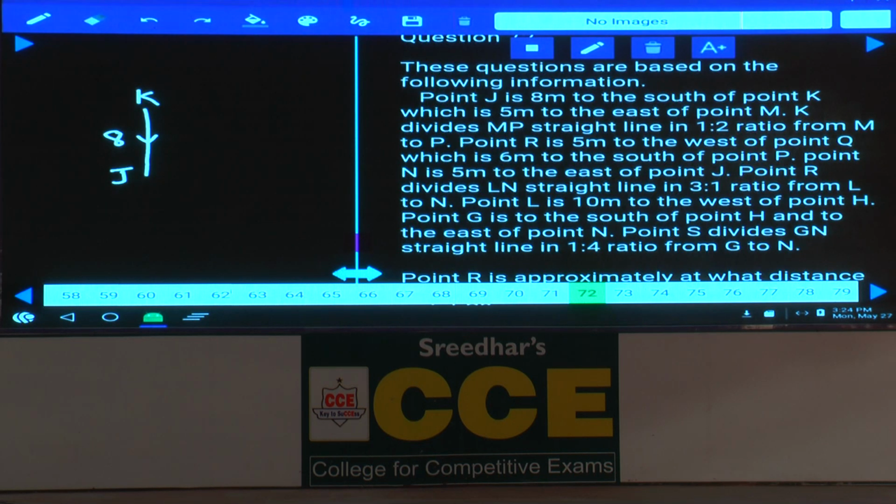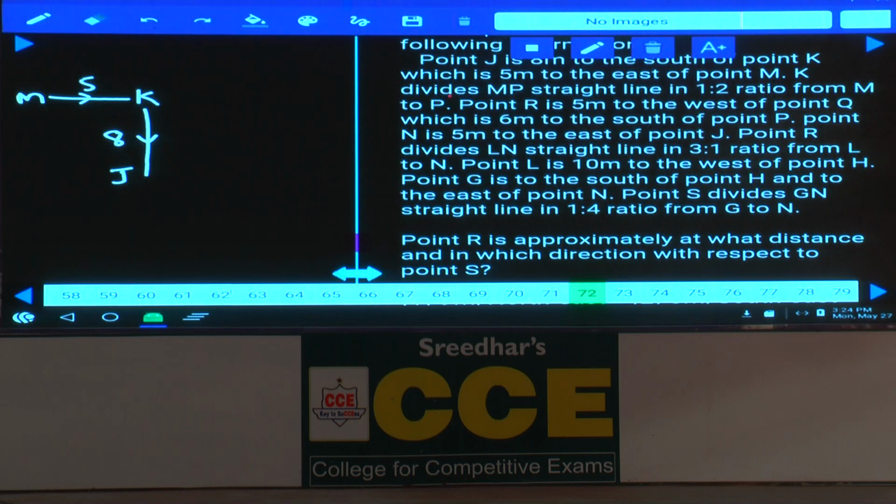And K is 5 meters to the east of M. Now this K itself is 5 meters to the east of M, means M is somewhere here. Now the distance between these two is 5 meters. K is 5 meters to the east of M.